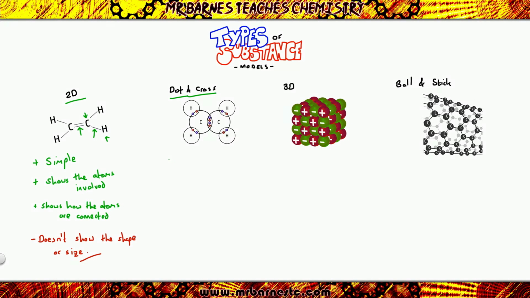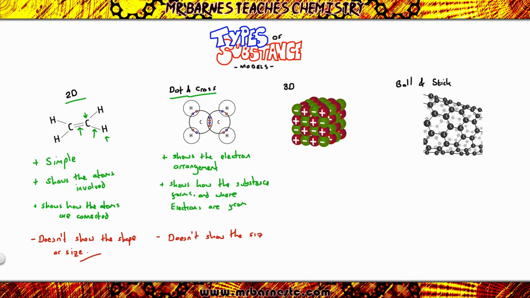If we move on to dot and cross diagrams, the great thing about these is it shows you the electron arrangement, it shows you how the substance forms, and it also shows you where the electrons are from. But it also doesn't show you the size of the molecule, and it doesn't show you where the ions are arranged when you do ionic bonding.